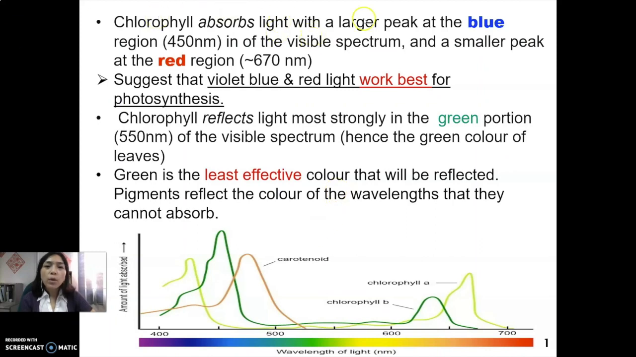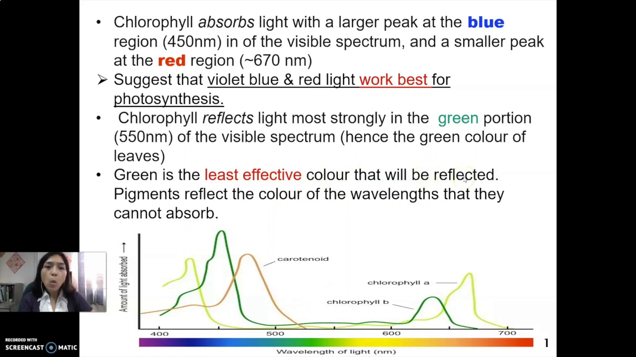Chlorophyll absorbs light with a larger peak at the blue region. You can see this in the graph. Chlorophyll A has a very high absorption peak in the blue region and a smaller peak in the red region. This suggests that violet, blue, and red light work best for photosynthesis. Chlorophyll is least effective in the green region. You can see in the green region here that the absorption peak is the lowest. Least effective means it will be reflected.